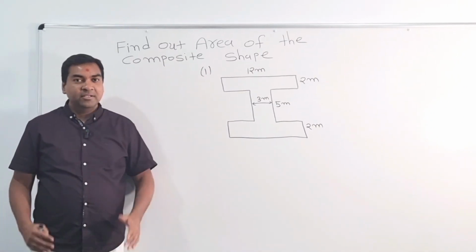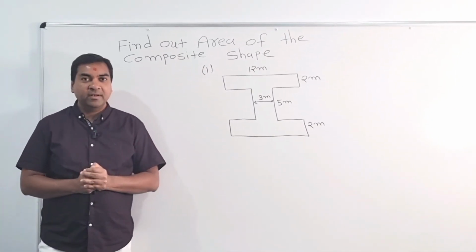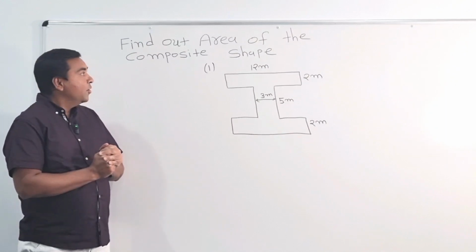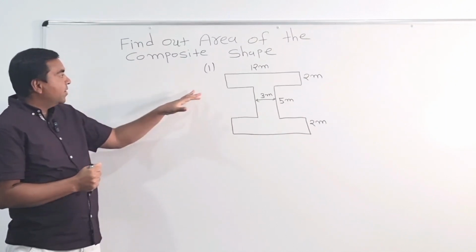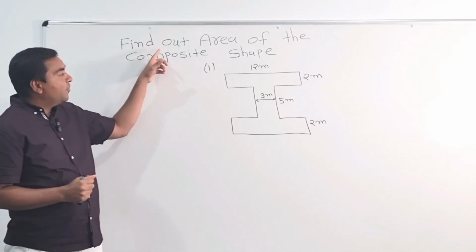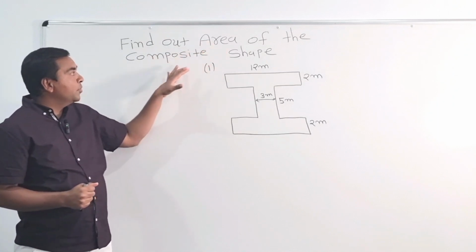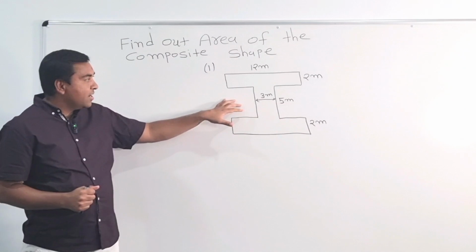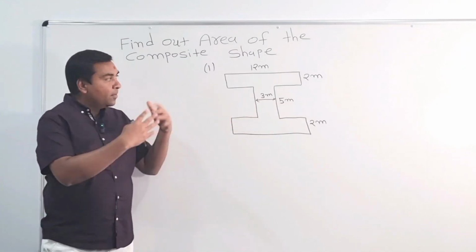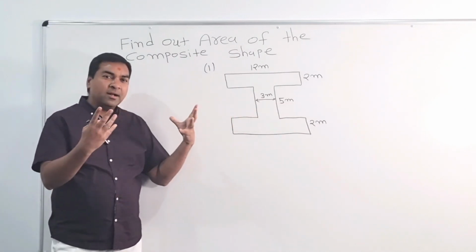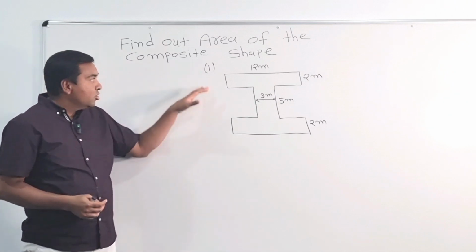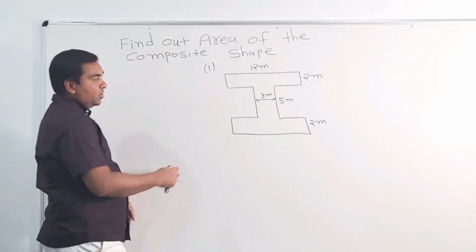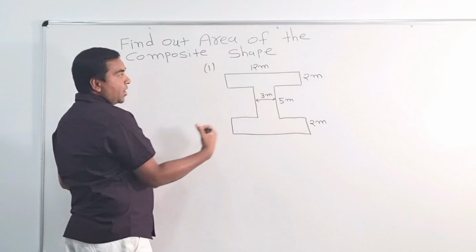Hi friends, this is Nirmal Patel from Akshar Education, and in this video we are going to do different questions in which we'll be finding out the area of the composite shape. So composite shape means this area will consist of a couple of different rectangles, triangles and things like that. So first question, we do have this I shape here.